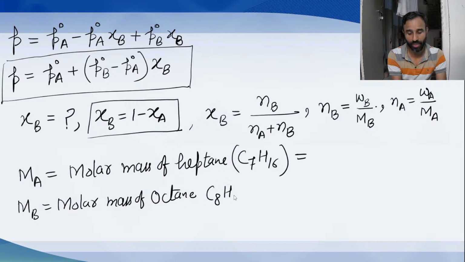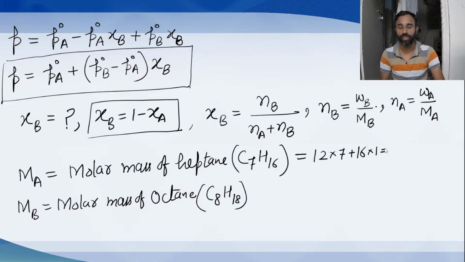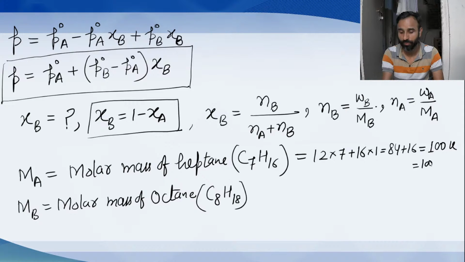That is C7H16. So C7, 12 into 7 plus 16 into 1. 16 hydrogens and 7 carbon. 84 plus 16. That is 100, or 100 gram per mole. That is the molar mass of heptane.